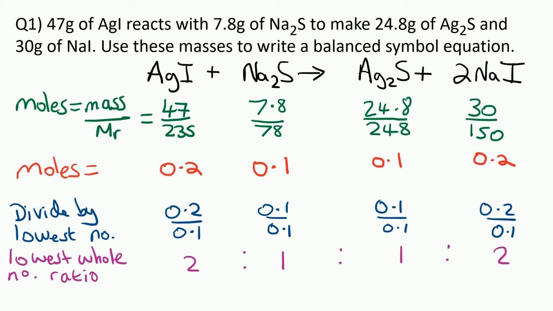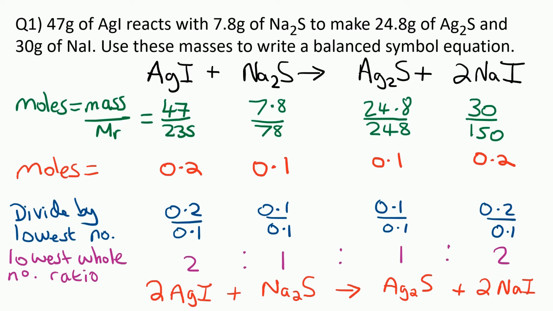Remember, we don't usually write ones. So that's 2 AgI plus Na2S makes Ag2S and 2 NaI. So if you got all of that correct, very well done. If you show your working out, you will pick up marks along the way. This would probably be a 4-mark question.